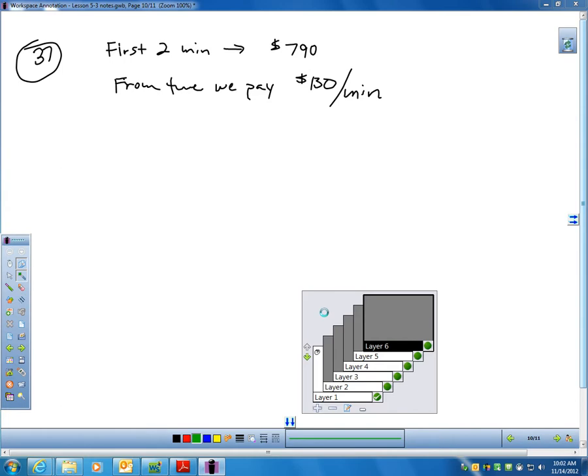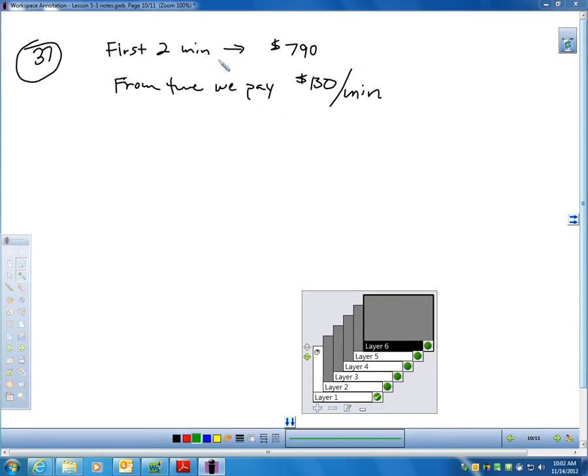In 37, we have a story problem. It says, in order to use an excerpt from a movie in a television show, the television producer must pay the director of the movie $790 for the first 2 minutes, and then after that, $130 a minute. And it says, write the equation that gives the total cost of using the excerpt as a function of the length in minutes of the excerpt.